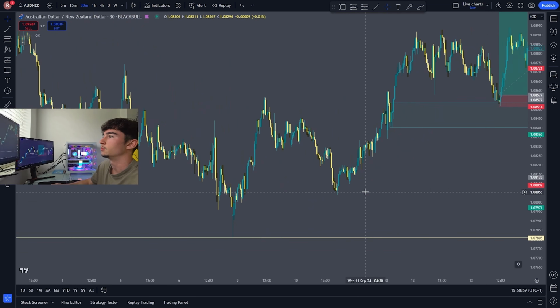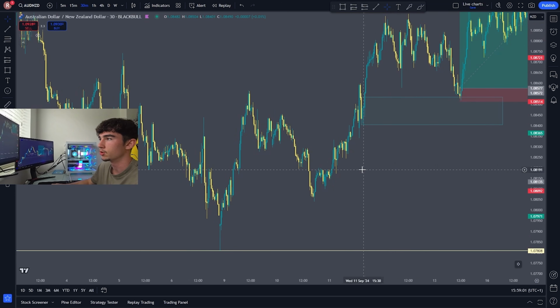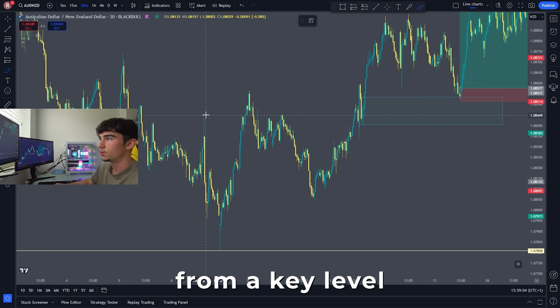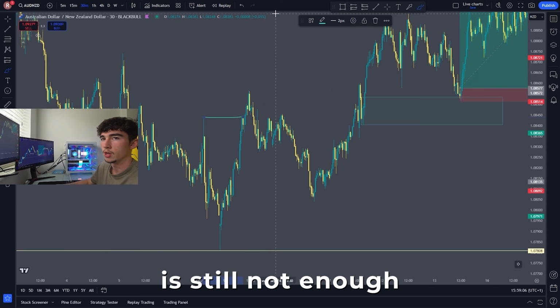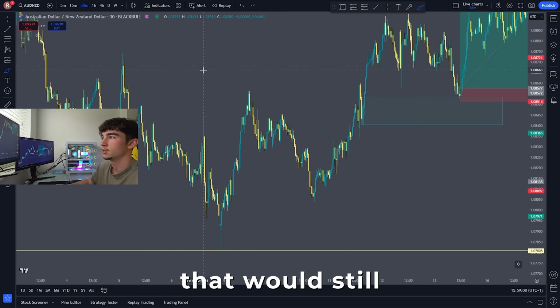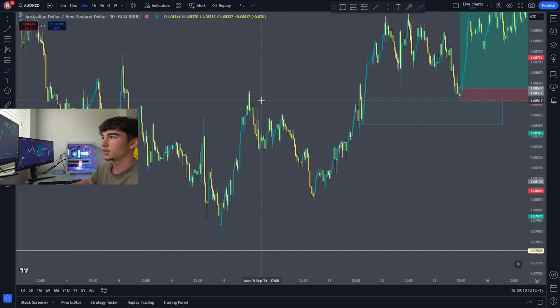So once this is completed, we then want a confirmation of the trend. Just coming from a key level and taking out a high is still not enough for us to take demands. That would still be considered counter trend. The next part you need for confirmation is that default high low low structure to be confirmed.